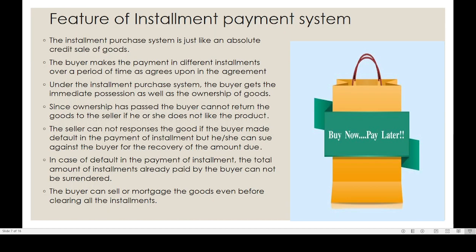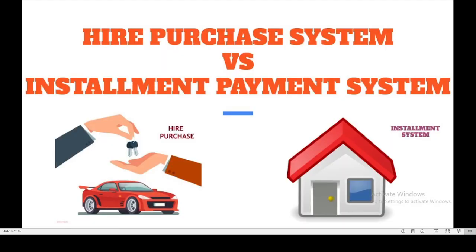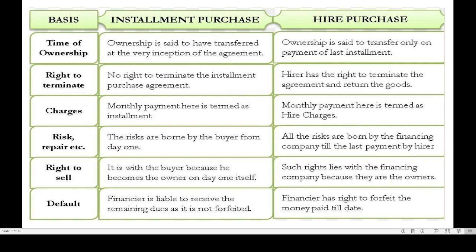Features I already told you. Here you can do whatever you were not able to do under hire purchase system. For example, I can sell the product which I purchased, I can mortgage it, I can alter it. Even though I have not paid the last installment, I am the owner of this particular product. These are the features of installment as well as hire purchase.